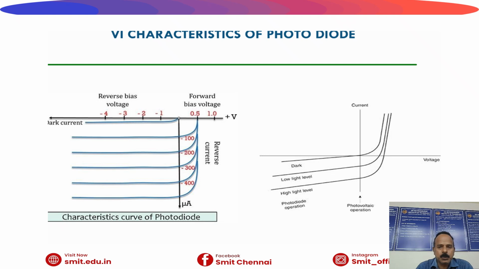So the diagram shows the VI characteristics of a photodiode. The first diagram shows the characteristic curve of the photodiode. Under the reverse bias voltage condition, you see that by increasing the reverse bias, the reverse current also increases. Initially, the reverse bias voltage is gradually increased. Under the breakdown condition or the knee condition, it rises.